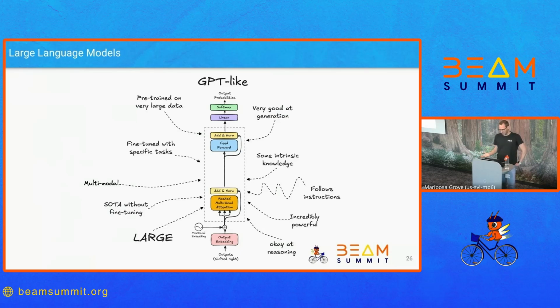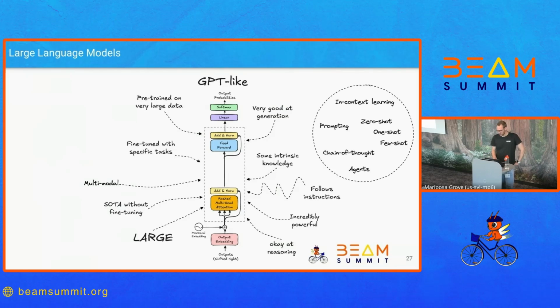They are, again, very good at generation. They have some intrinsic knowledge. They also allow us to write instructions and they will follow them, which brings us to prompting. And we have a couple of techniques that we can use to actually bridge this gap. So we have in-context learning, we have zero shot, one shot, few shot, things that we can include in the prompt. We also have this chain of thought. So we say, okay, don't just do this task, but also explain the thought process behind it. And with all of these techniques, we enable the model to perform even better.